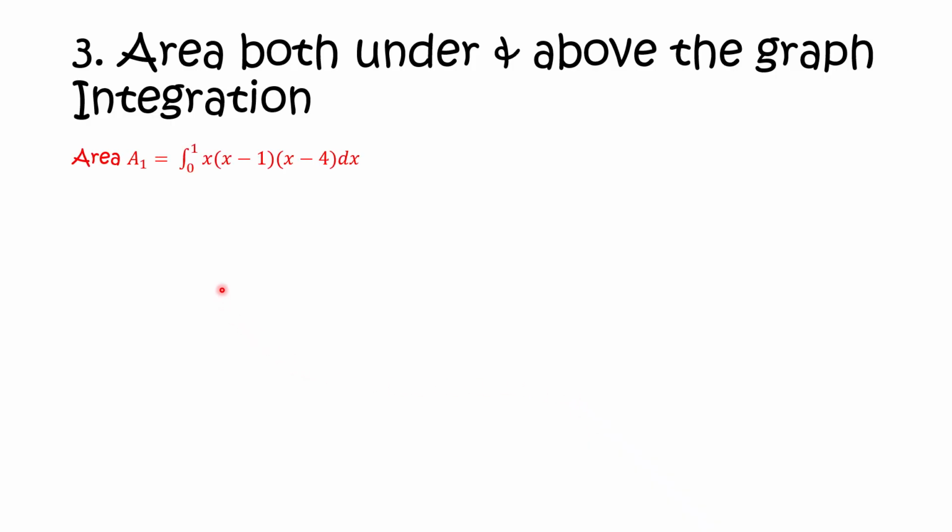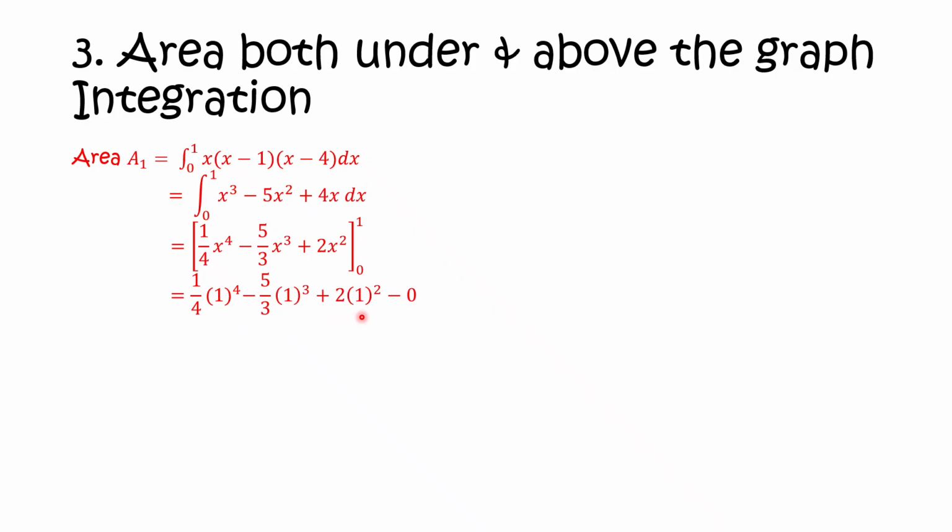Now we integrate these terms separately, so that x cubed becomes 1 over 4 x to the power 4 minus 5 over 3 x cubed plus 2x squared. Of course, we are integrating from 0 to 1. Then we substitute for these limits. For the 0 limit, all the terms go to 0 and we are left with the upper limit. When we simplify, we have 1/4 minus 5 over 3 plus 2, which simplifies to 7 over 12 square units. That is for area 1.